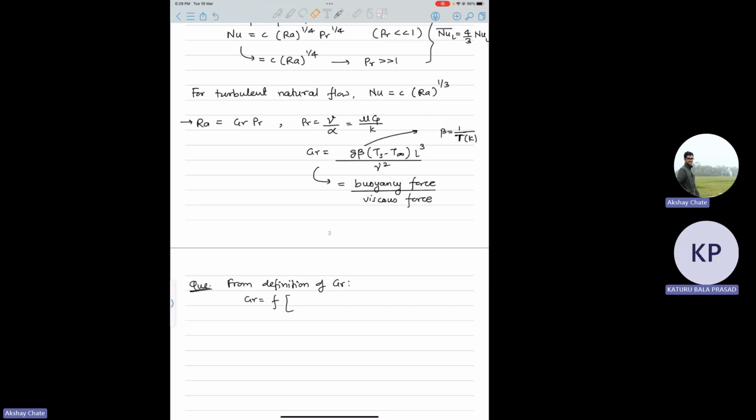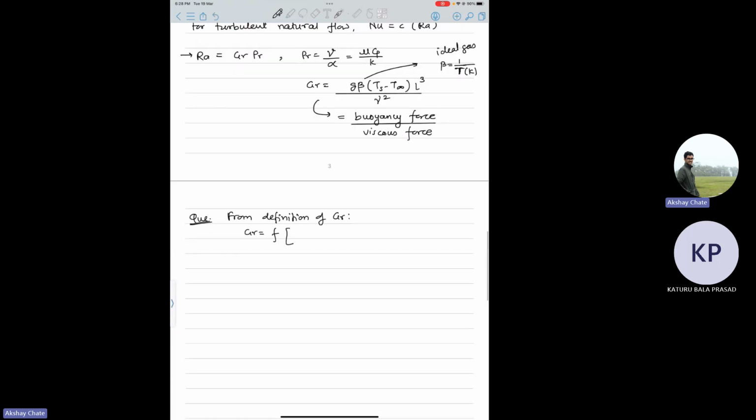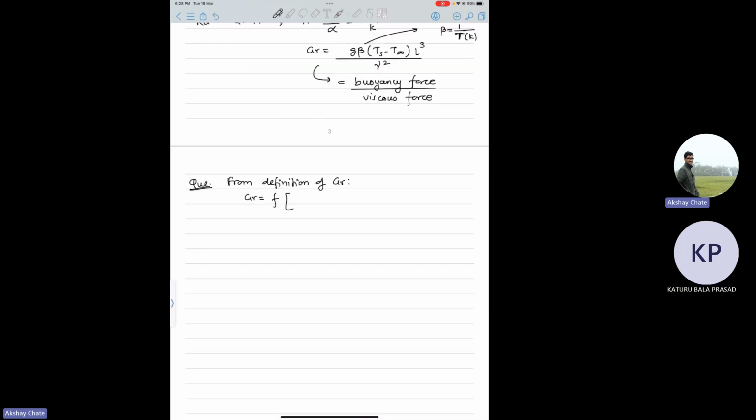So I should write here ideal gas. Typically, we assume air as an ideal gas. But for liquids, it's not like that; you cannot use this. Here it is a function of delta T, characteristic length, and your fluid properties such as this beta, etc., and also g.